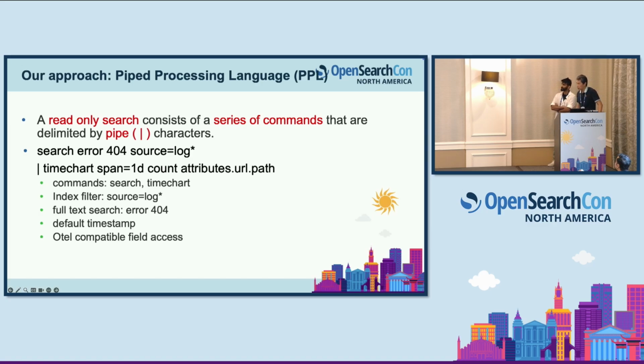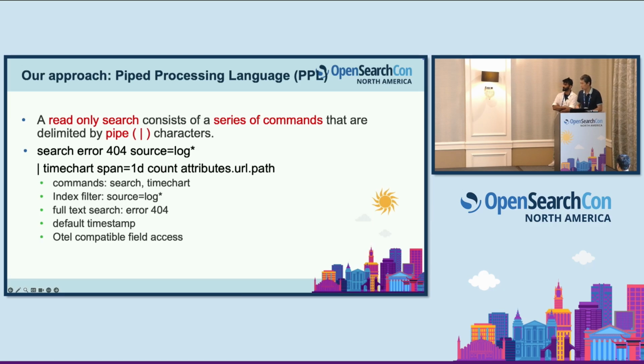PPL query is a read-only search, consisting of a series of commands delimited by the pipe. Let's take one example. It's just like you speak plain English. I want to search for error and 404 in all my log indices starting with log. And then I want to do a time chart, spanning by 1 day on timestamp, and count the request count by the attributes URL path. This helps us build visualizations and dashboards. In this PPL query, I actually include two PPL commands, search and time chart.